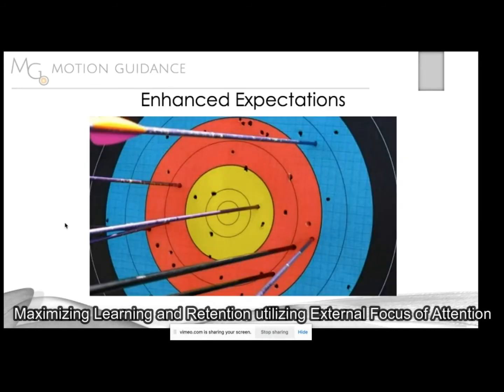And so if we break these down individually for enhanced expectations, if we visualize an archery target, everything on this target is suggestive visually that there's going to be an improved performance as you get toward the yellow and a worse performance as you get toward the blue.